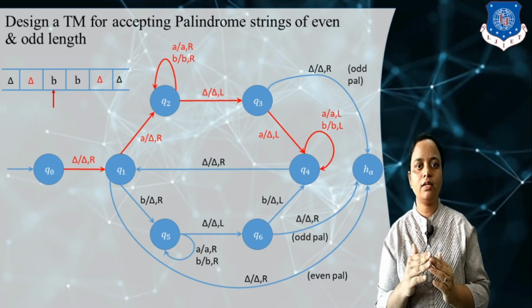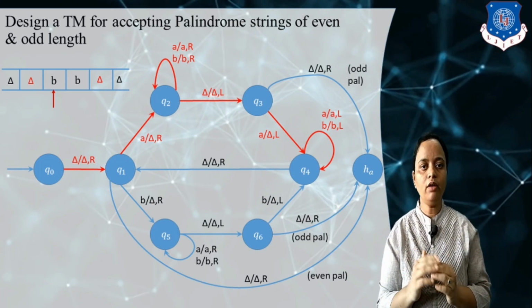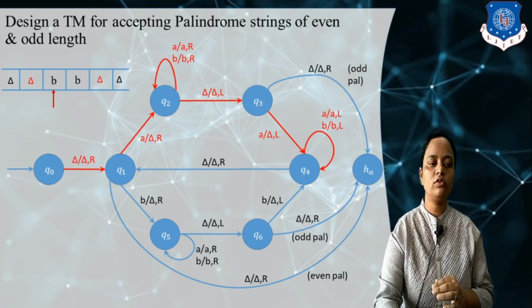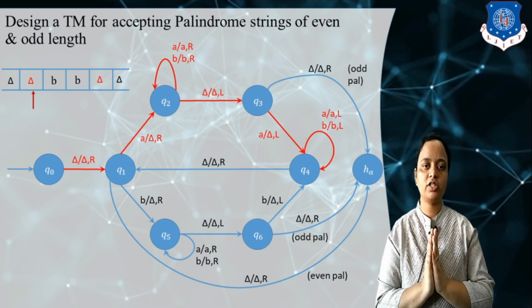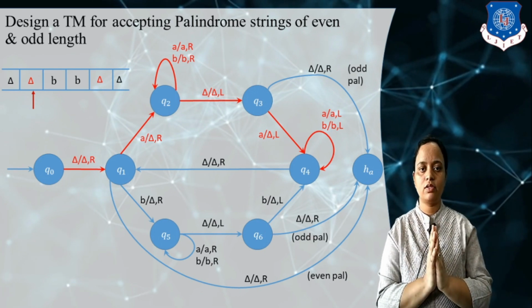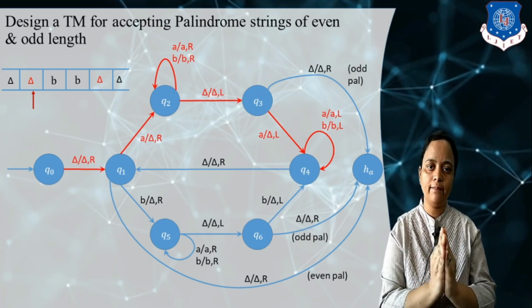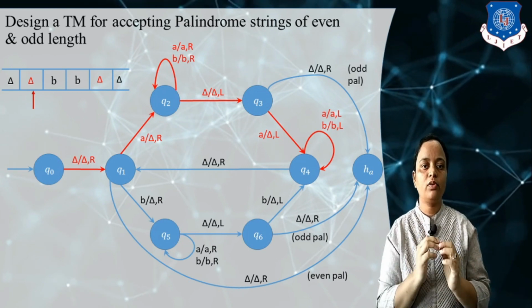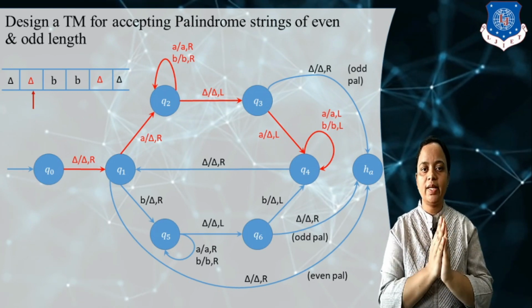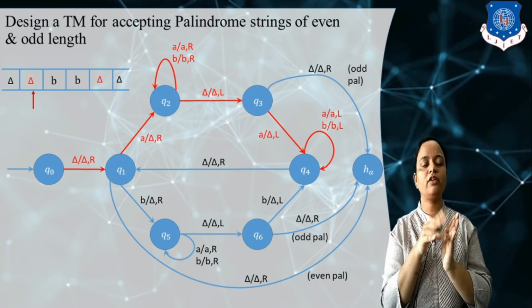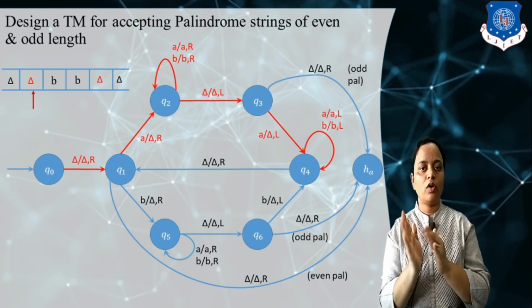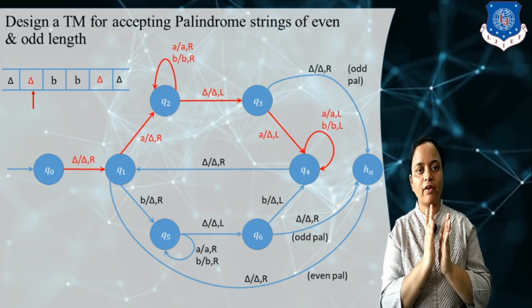We replace input B with the same symbol B and move the tape head to the left side. Now at the Q4 state, delta arrives. So if I am reading the input delta, it means that the next symbol is the leftmost symbol that we are going to replace. So what we are going to do? Move to the leftmost symbol.